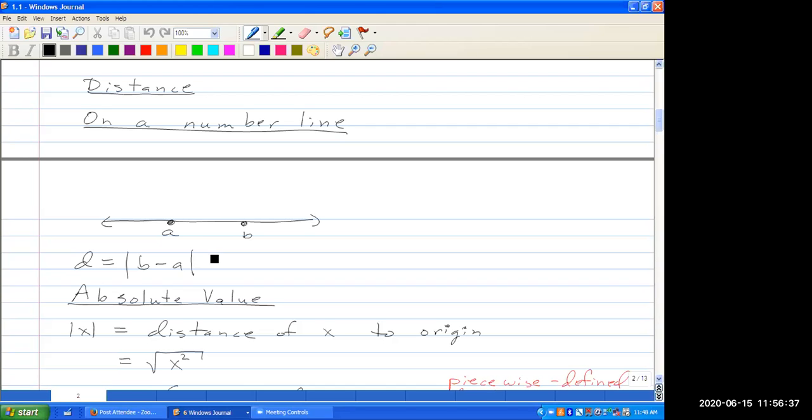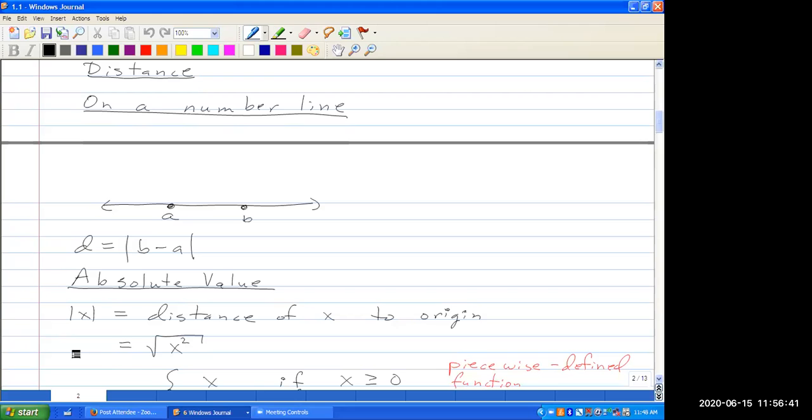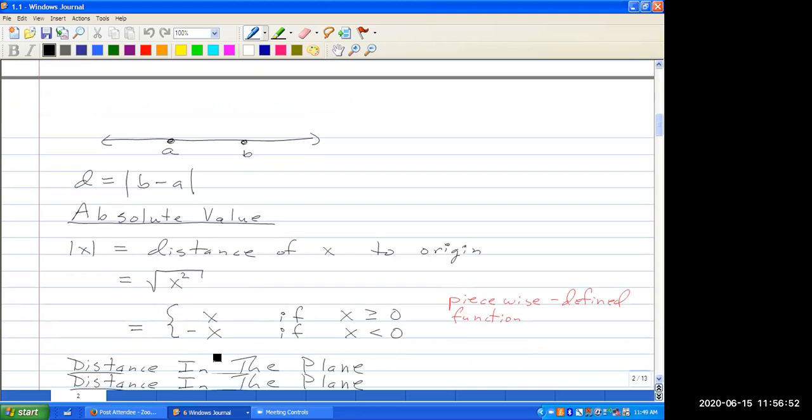I wrote the absolute value here, so maybe I should tell you what it is. The absolute value is the distance from the point x to the origin. It is the magnitude of x. It is the square root of x squared. It is equal to x if x is non-negative, and it's equal to negative x if x is negative, so that its value is never negative. It is the positive part of your number. So the absolute value of negative 12 is 12. The way I have written the absolute value in this form is called a piecewise defined function.